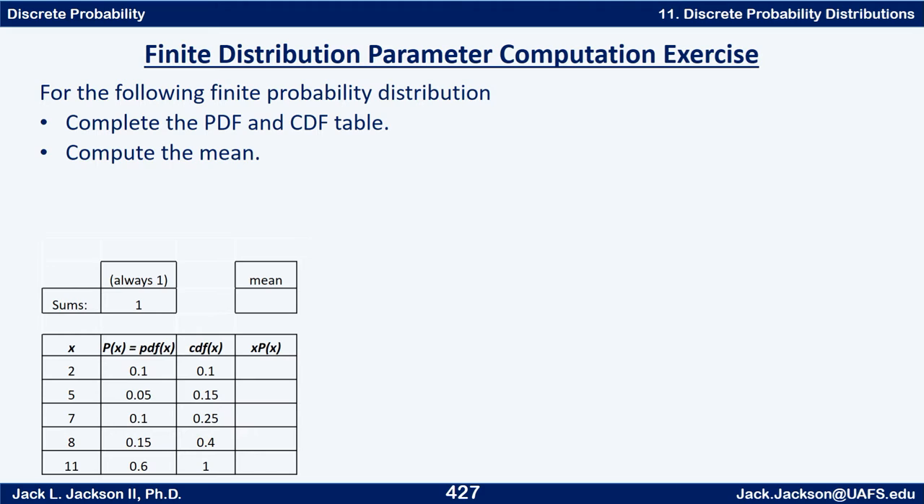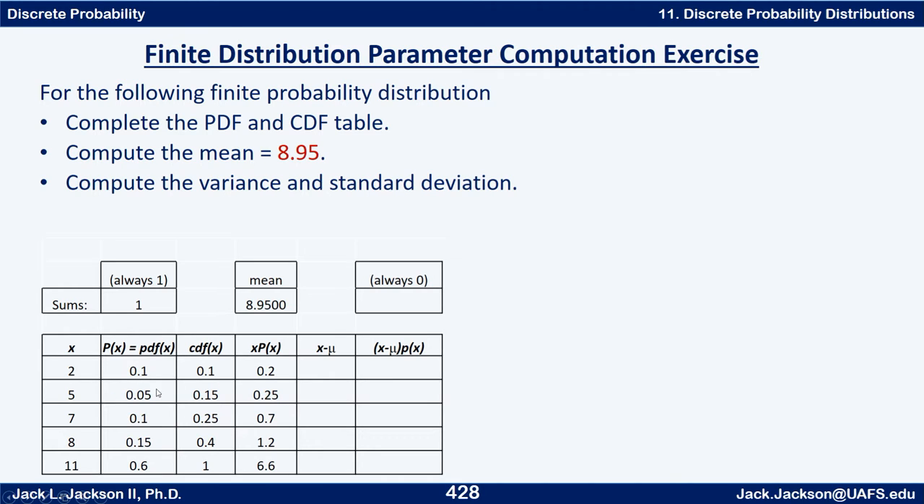Okay, now hopefully you've actually worked out the mean. First, define the mean from a PDF table like this. We don't need the CDF column, but we take the x times the PDF and put them here. So 2 times 0.1 is 0.2, 5 times 0.05 is 0.25, and so forth. And then we add those up to get 8.95 in this case, and that is the mean. So the mean is 8.95.